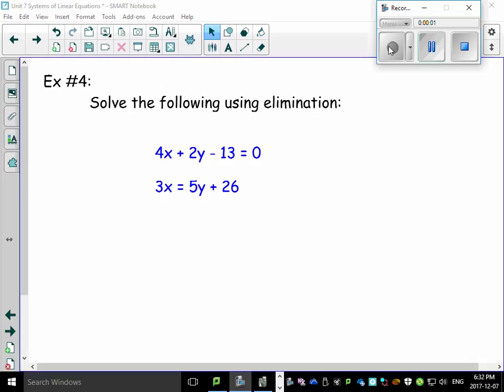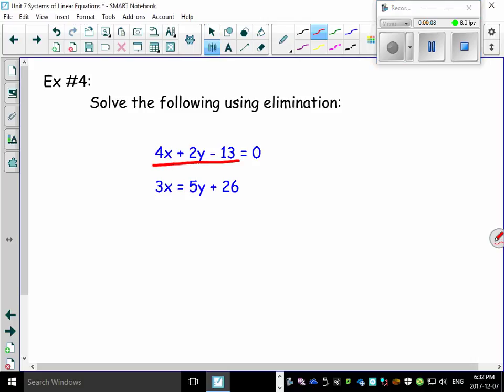Well, look at this question right now. Oh my goodness, it's not even set up properly. You've got x's and y's and the number on this side. You've got an x on this side, a y and the number on that side. It's not set up right. You can't do elimination yet.